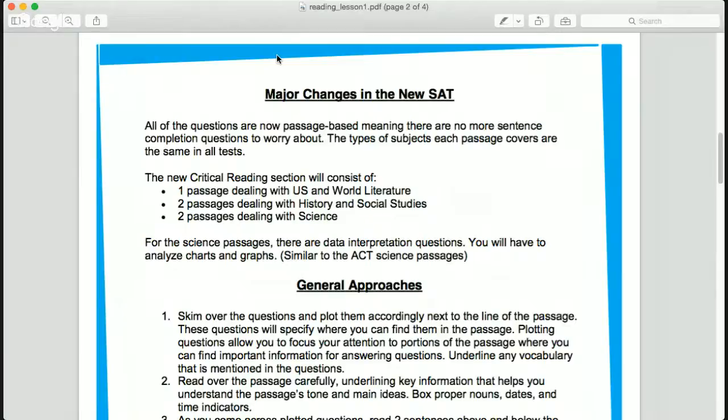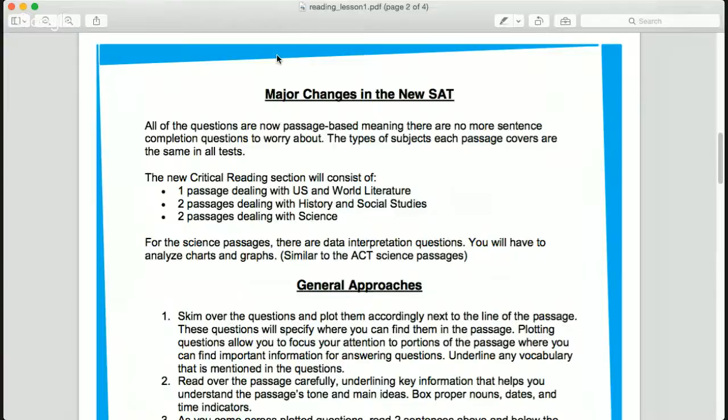The new critical reading section will consist of one passage dealing with US and world literature, two passages dealing with history and social studies, and two passages dealing with science. And for the science passages, there are data interpretation questions. You will have to analyze graphs and charts, which means that you don't actually need any background knowledge in science to do well on the SAT reading section.